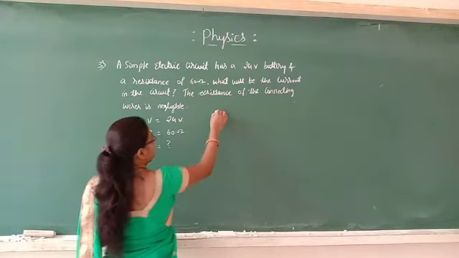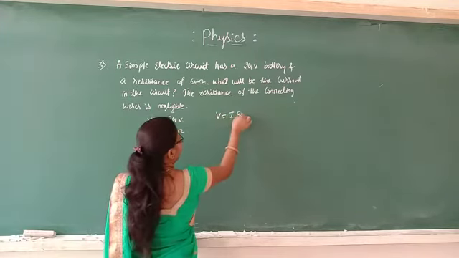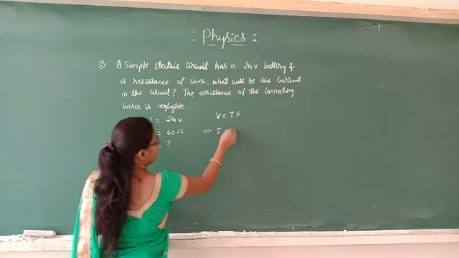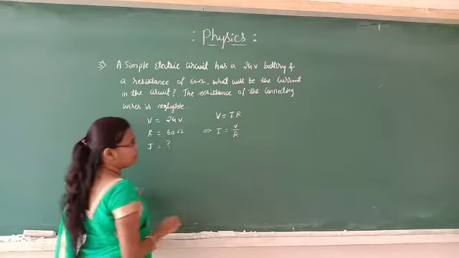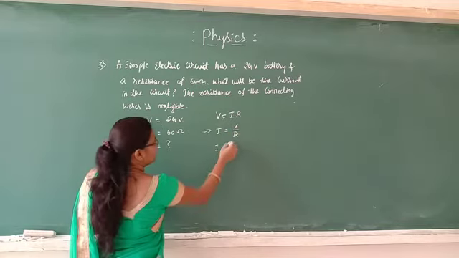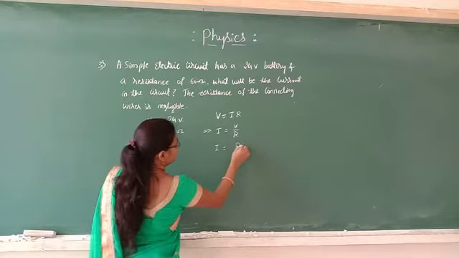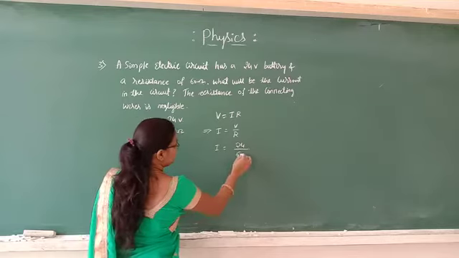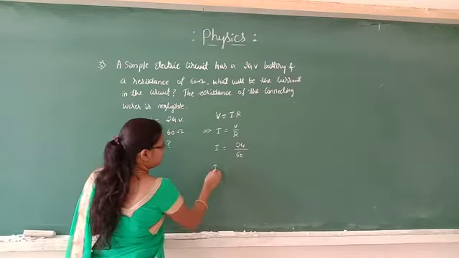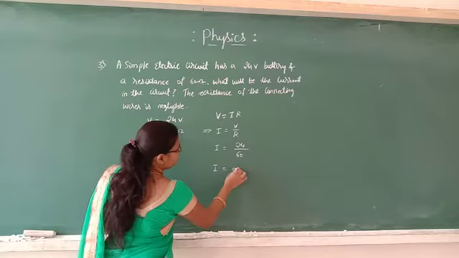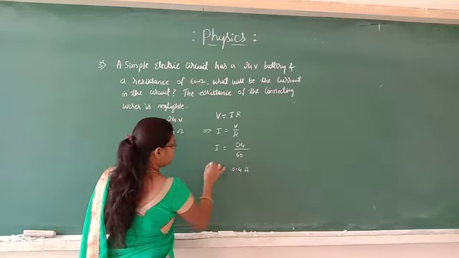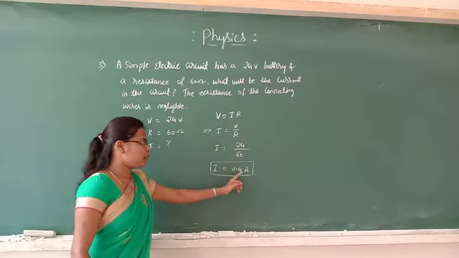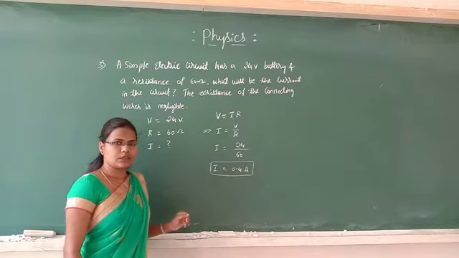So according to Ohm's law, V is equal to I into R. And we can rearrange this formula. So this implies I is equal to V divided by R. So I is equal to the value of V is 24 volt, 24 divided by the value of resistance R is 60 ohm. So this implies I is equal to 0.4 ampere. Okay, so the current is 0.4 ampere which is flowing through a circuit.